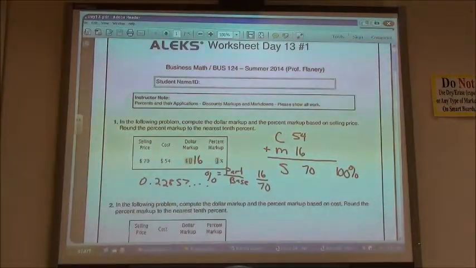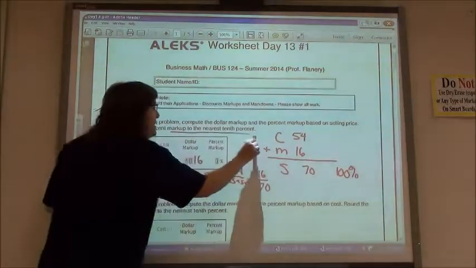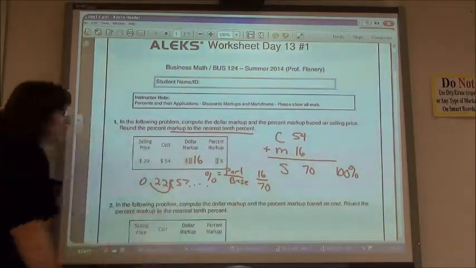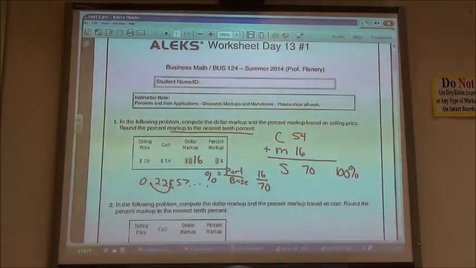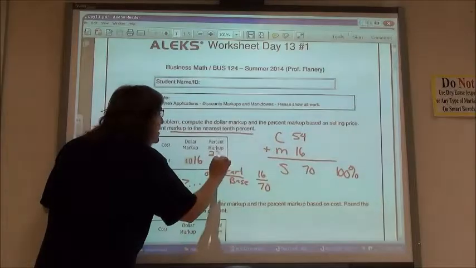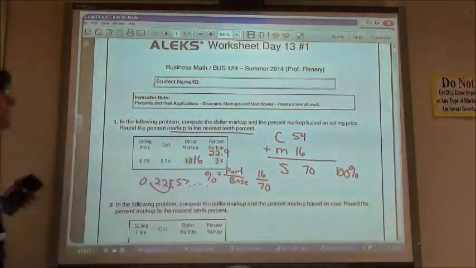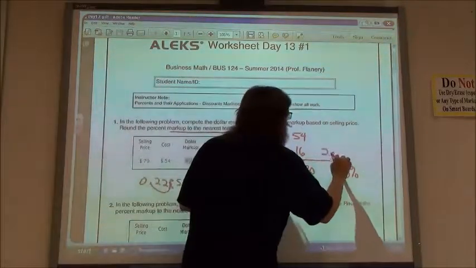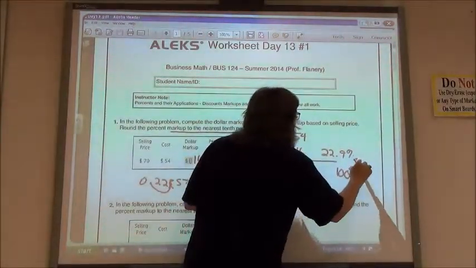We want to round our markup to the nearest tenth of a percent. So first of all, we have to change it to a percent, move our decimal 2 places. We have 22.857, so we have to round that one up since there's a 5 behind there. 22.9 is what my percent markup is going to be. So this would be 22.9%.